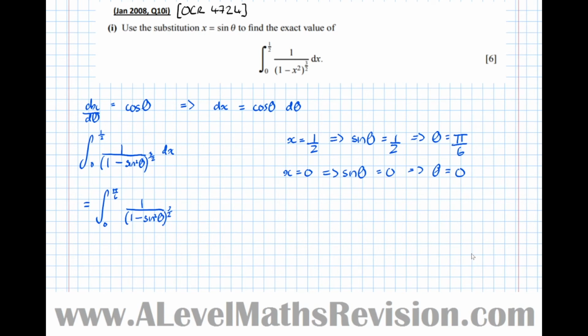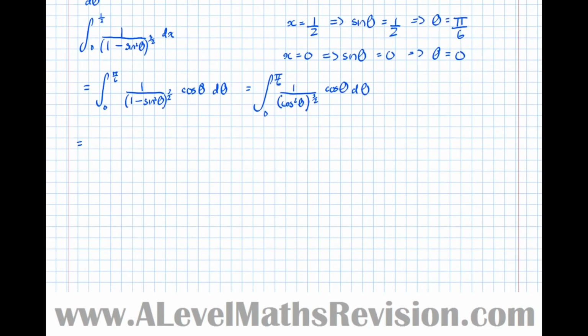And instead of dx, we're going to write cos theta d theta, as we rearranged earlier. So equals the integral between pi over 6 and 0. And you've just got to notice that 1 minus sine squared theta, as in the previous example, knowing your trig identities massively helps. You've got to notice that 1 minus sine squared theta is equal to cos squared theta. So that becomes 1 over cos squared theta to the power of 3 over 2 times cos theta d theta.